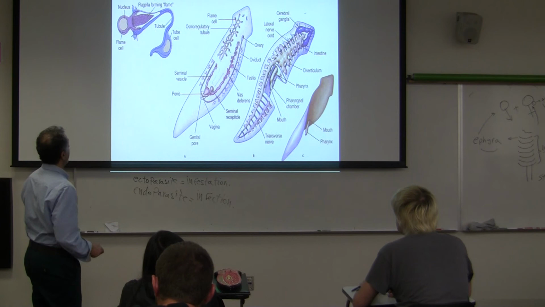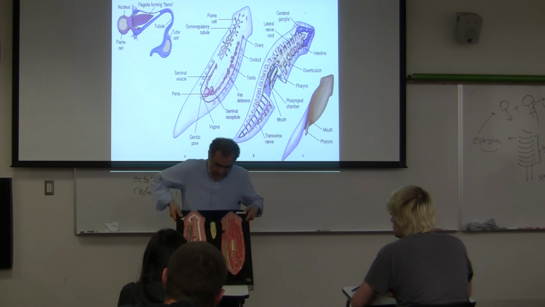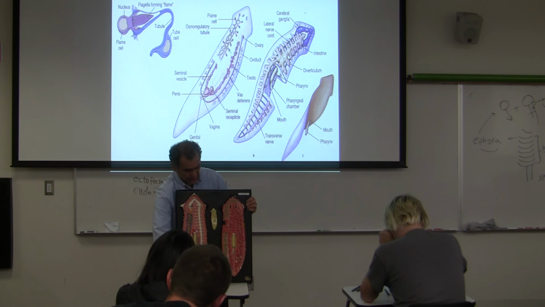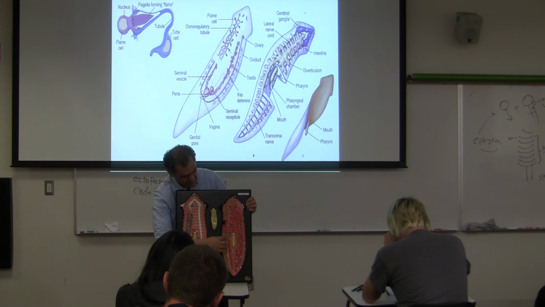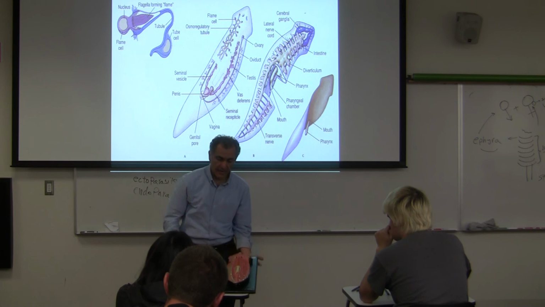Here we go. This is the flame cell. We have it on all of these models. This is the flame cell we have here. These cells, of course, are enlarged, but they are scattered at the beginning of the system, right here. They are here, and this is a duct. This is a flagellum right here, and when the waste material is synthesized, the flagellum pushes it into the duct, and when the animal moves, it pushes outside of the animal.